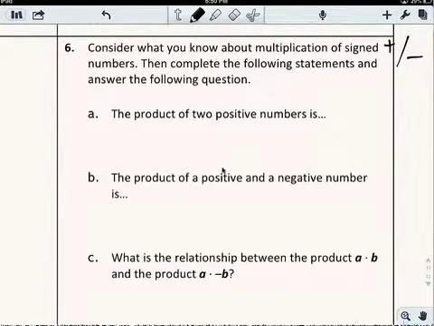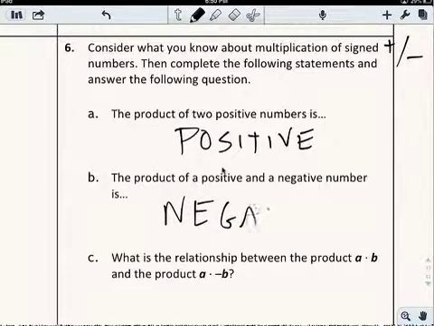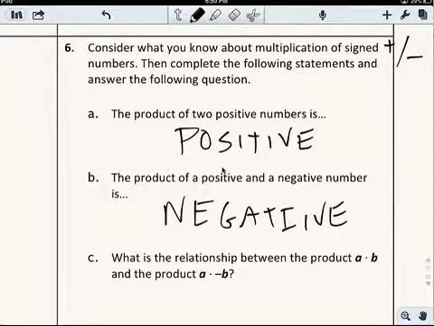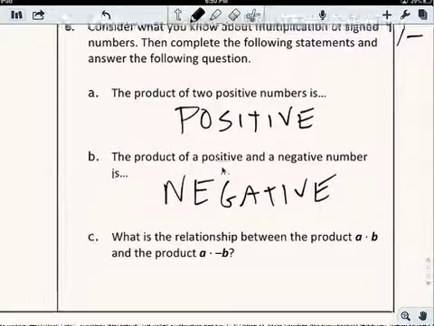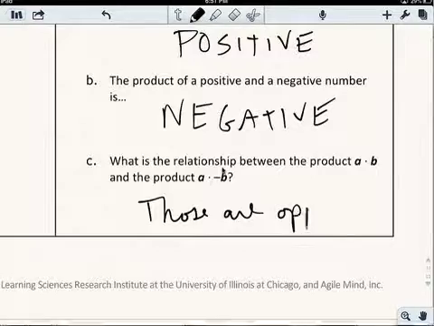Product of two positive numbers is positive. I like to think of that in sort of a troll's voice. Positive. The product of a positive and negative number is negative. It's getting weird. Negative. It's getting strange, folks. Sorry. Negative. What is the relationship between the product A times B and the product A times B negative B? Hey, those are opposites because one's positive and one's negative.